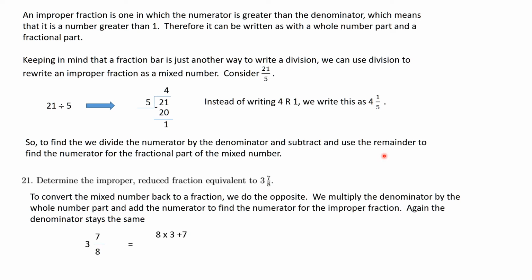So I'm going to take 3 times 8 plus 7 and put that over 8, which turns out to be 31 over 8. If I can reduce that, I would, but I can't, so I'm going to continue.